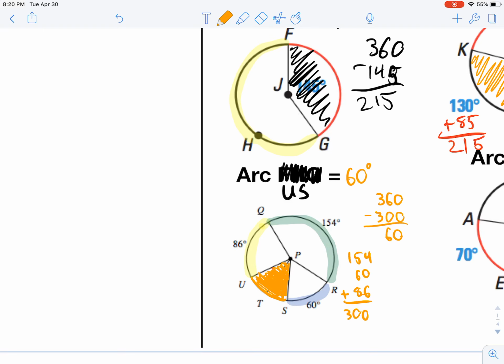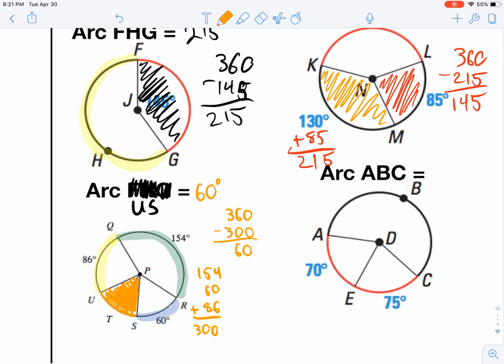Okay? All right, and let's go over to here. Arc ABC. Again, I'm given two portions. If I put them together, 70 plus 75, how much should we get? That's right, 145. If I take that portion away, I'm left over with what I need. So 360, that whole circle, and I'm going to take 145 away, and I get 215. Look at that. I have 215 degrees.